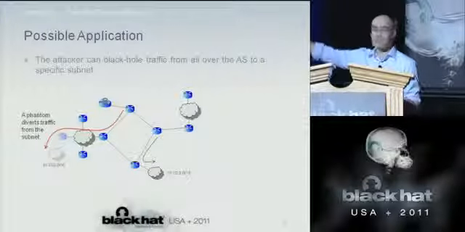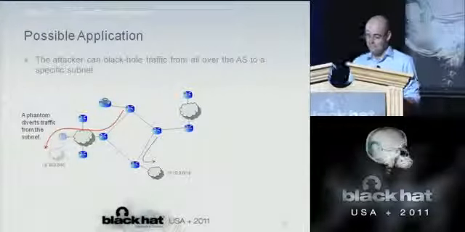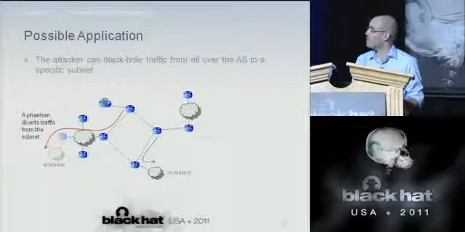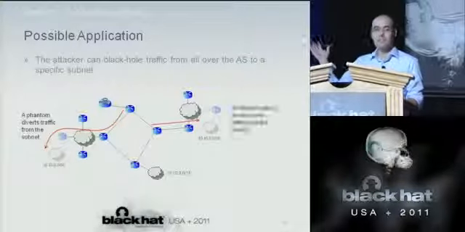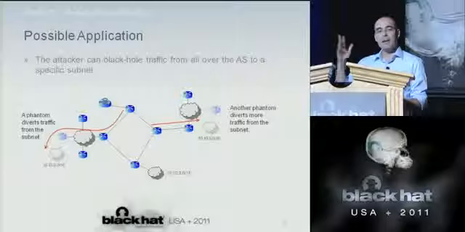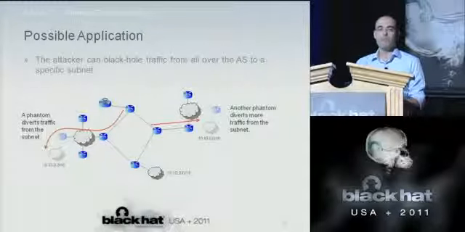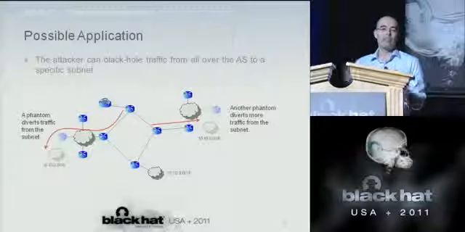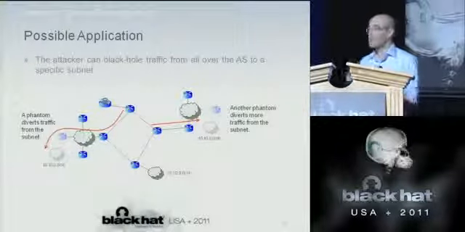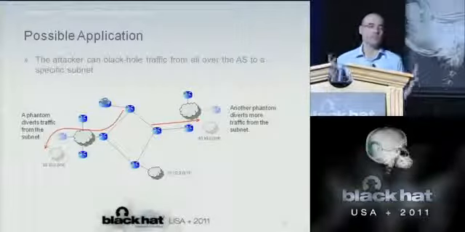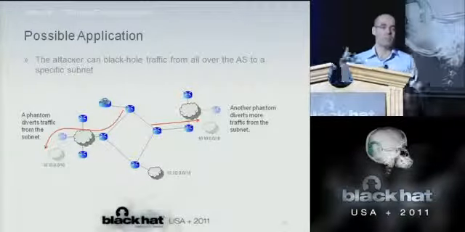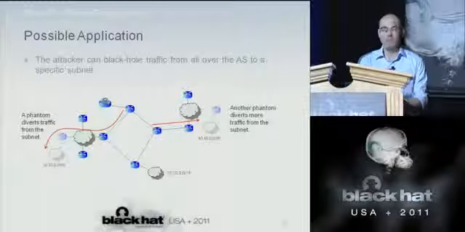Now, the routers on the right side are not affected. But this can be handled very easily by setting up another phantom router on the right side of the autonomous system. And the attacker can just move on and set up more and more phantom routers on the autonomous system at will, as needed, until all the autonomous system traffic destined to this subnet is black holed.